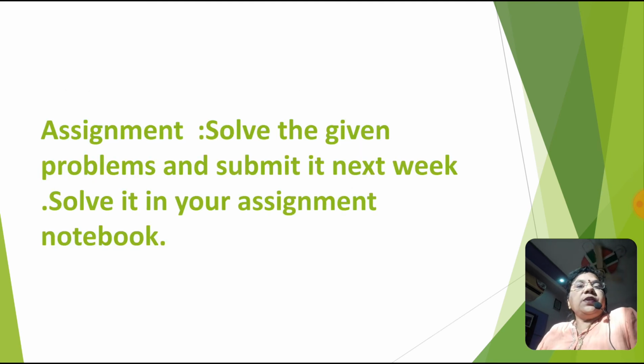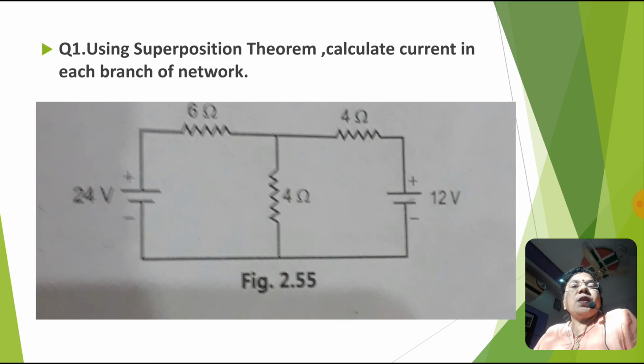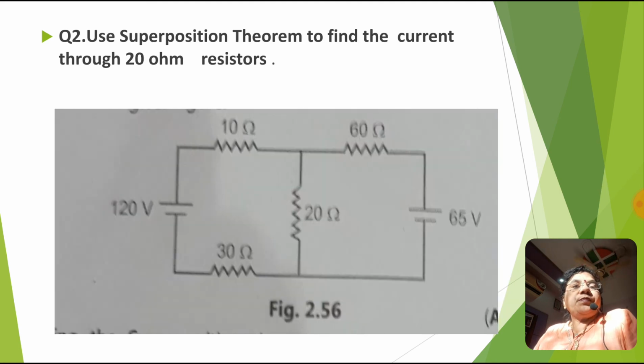Now an assignment is given. Solve the given problems and submit it next week. Solve it in your assignment notebook. In assignment question 1, using superposition theorem, calculate the current in each branch of the network. There are two voltage supplies, 24 volt and 12 volt. So solve it. Now question 2, you have to find out the current through the 20 ohm resistor.